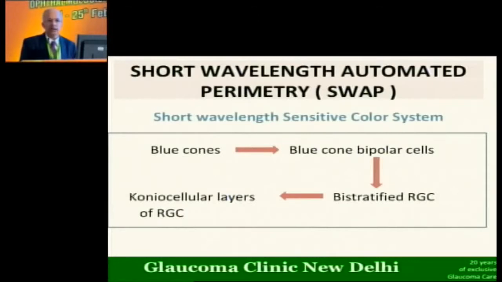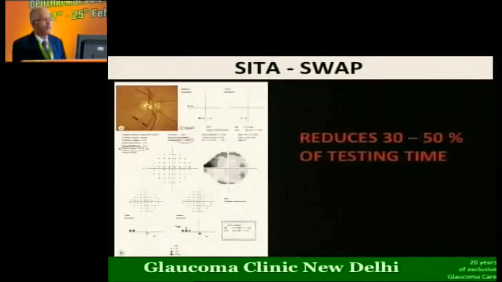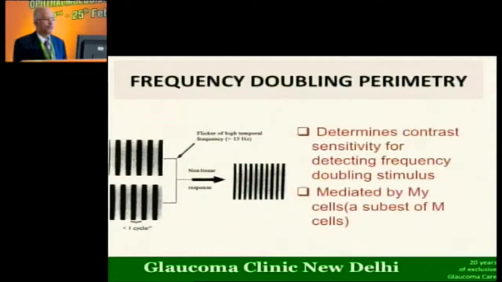Octopus, at that point of time, came out with the blue-on-yellow using the faster TOP strategy. So that's when it became more patient-friendly. Eventually, Humphrey also introduced it on the SITA strategy. So the advantage of the blue and yellow test was that it was supposed to detect damage 3 to 5 years before it manifested on conventional white-on-white perimetry. Coming up on the faster strategy, it saved time.